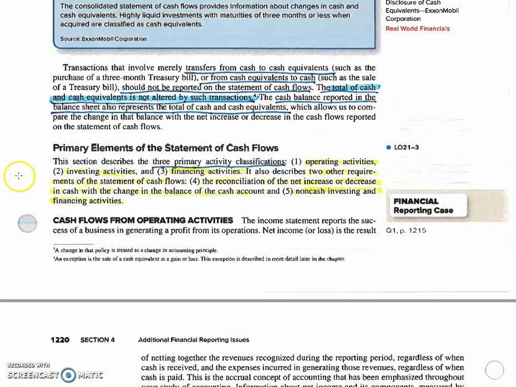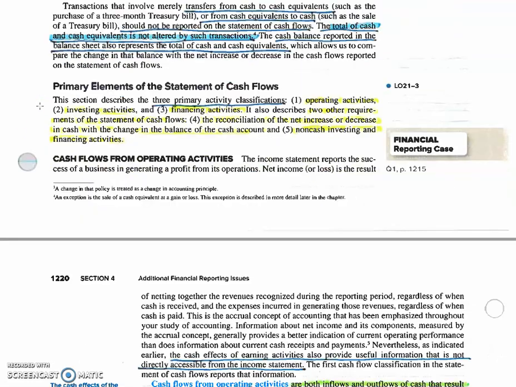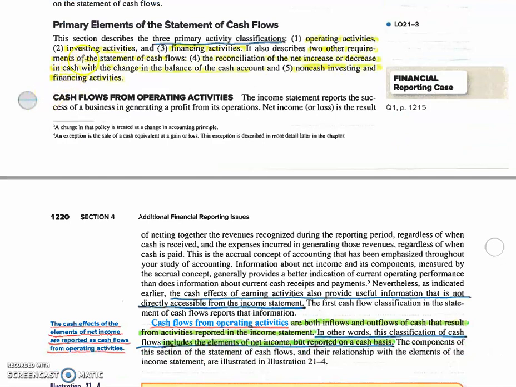Okay. And there's a note from ExxonMobil from their financial statements. I'm not going to spend time on that. And they get into the primary elements. And again, we've talked about those already.